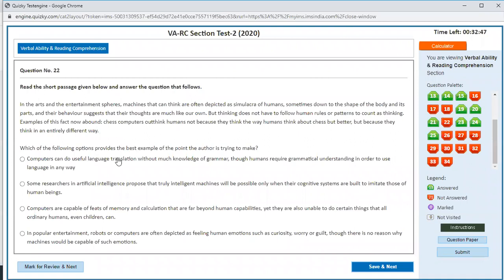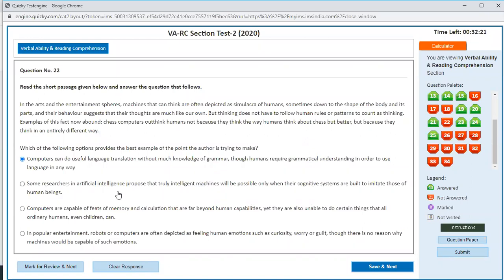Okay, what's the best example? Let's see. Computers can do useful language translation without much knowledge of grammar, though humans require grammatical understanding in order to use language anyway. Okay. Some researchers in artificial intelligence propose that intelligent machines will be possible only when their cognitive systems are built to imitate those of human beings. No, on contrary, मेरे को opinion चाहिए. अगर तुम machine को human से compare कर रहे हो, you are actually denying or weakening the author's argument.